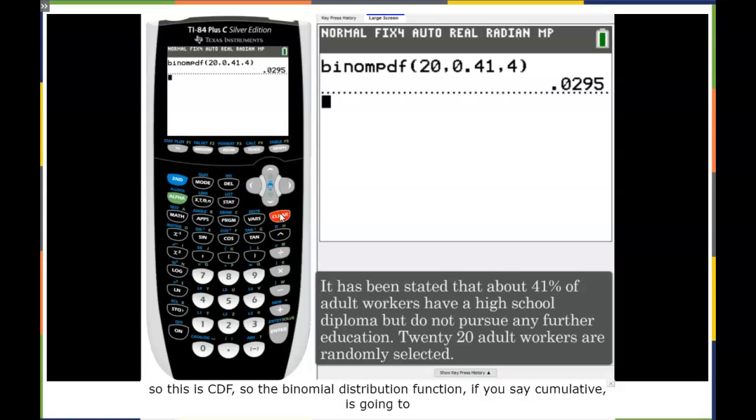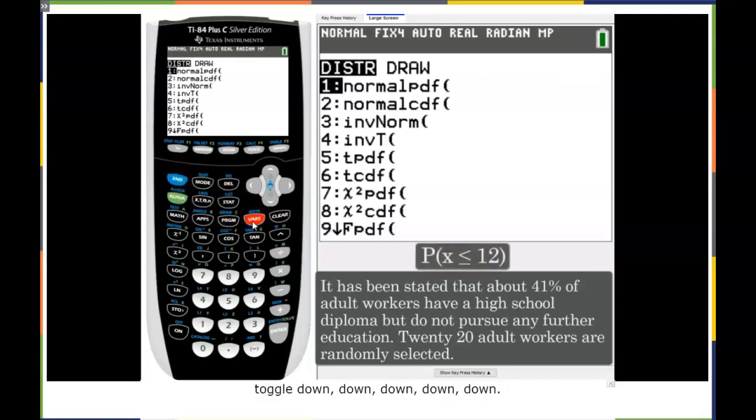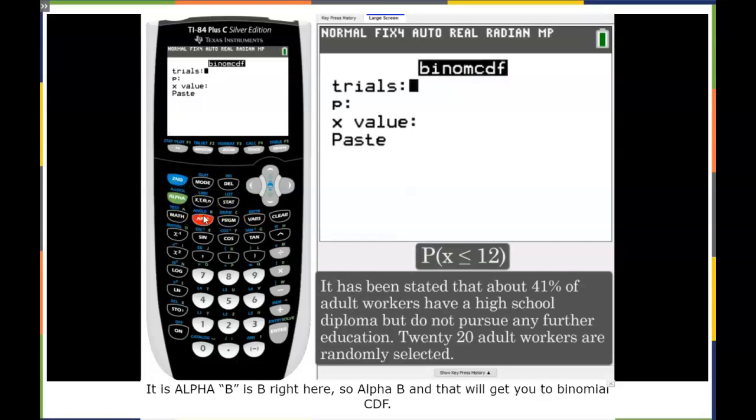We don't want to do that. We want the computer to do a lot of work for us. So this is CDF. The binomial cumulative distribution function is going to take from 0 to that value and add them all up. So second VARS, and I said there was a shortcut way of getting down there versus toggling down, down, down. It is alpha B. Here's B right here. So alpha B, and that will get you to binomial CDF.